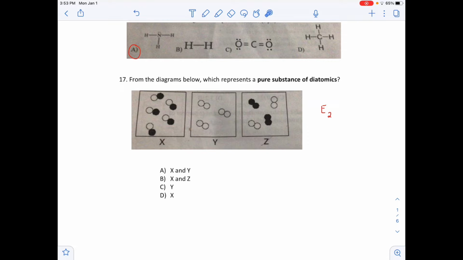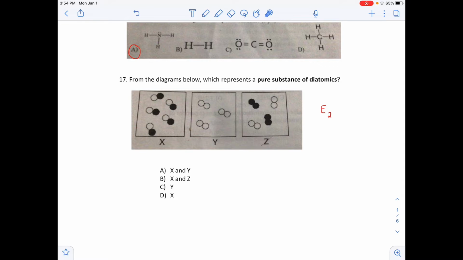So when we look at X, we see that there are two different kinds of elements together. So that would be a compound. And it is a pure substance, but it's not of diatomics, it's of compounds. For Y, there are two like things combined together, and it's a bunch of them in there, so that would be a pure substance. So Y would be a pure substance of diatomics.